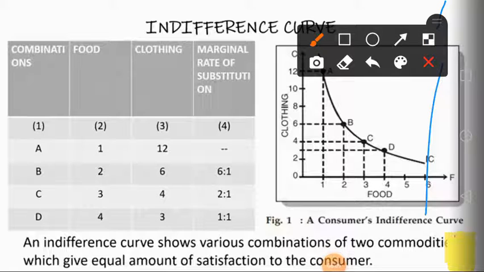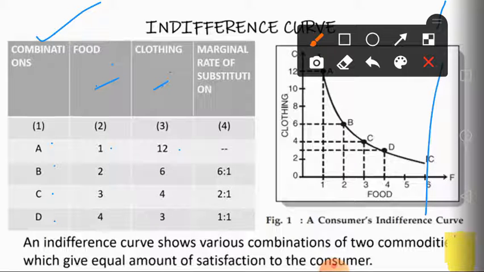Like you can see, the combinations are A, B, C and D. Two goods are there, one is food, one is clothing. So we have the option to spend our money on food or clothing. So when we are spending money on food and clothing, if we are spending some money on food, we are getting one quantity of food and 12 quantity of clothing.